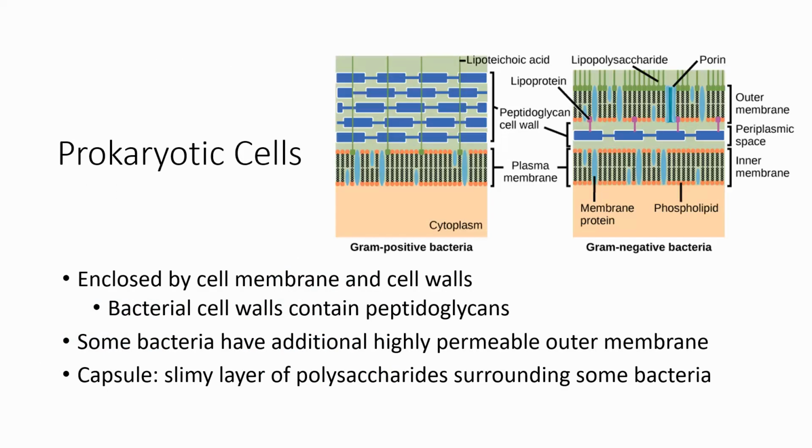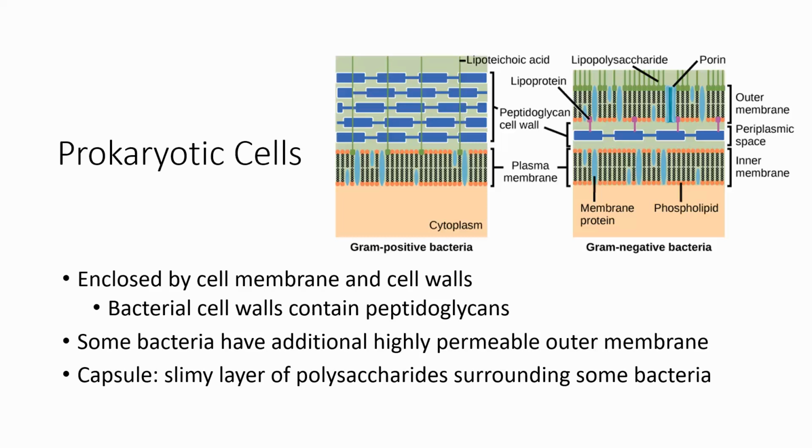So, very quickly, prokaryotic cells are all enclosed by not only a cell membrane, but also a cell wall. There are these molecules called peptidoglycans. They're a combo of protein as well as carbohydrate, and they make up the cell walls of bacteria. Then you can also have some other layers outside of the cell wall. So some bacteria actually have an inner membrane and an outer membrane that's separated by a cell wall. And then still other bacteria have this kind of slimy layer of polysaccharides, which are carbohydrates, that surround them.